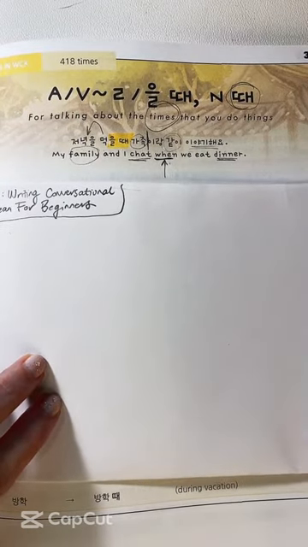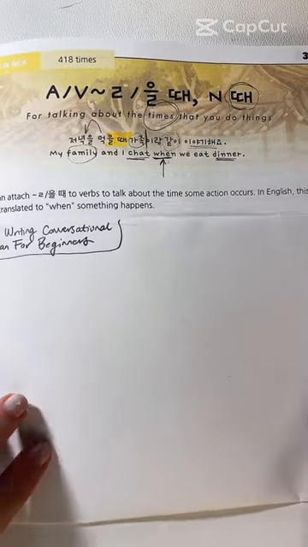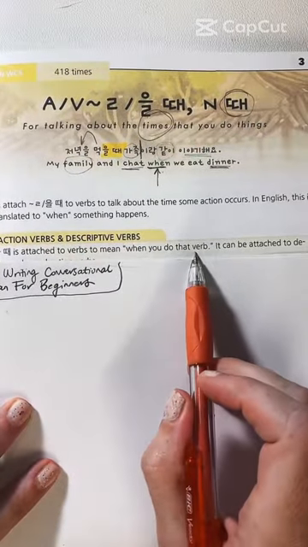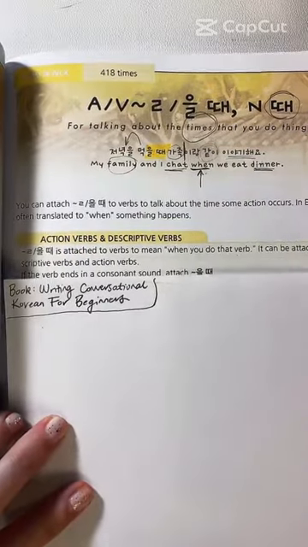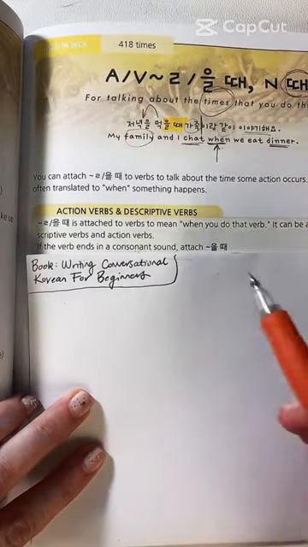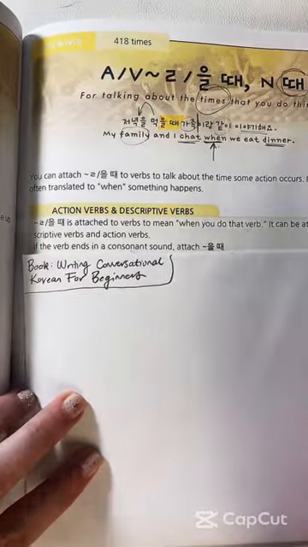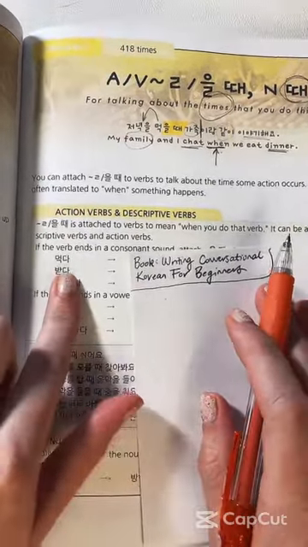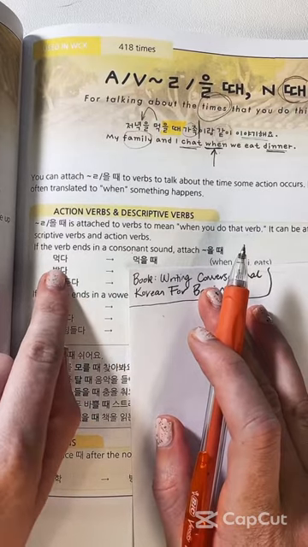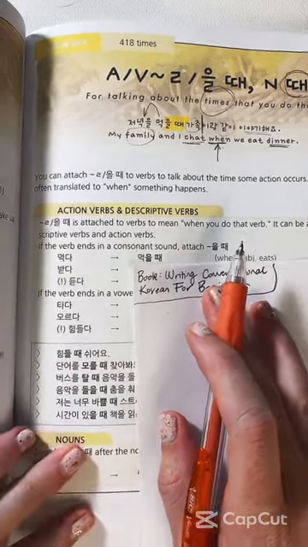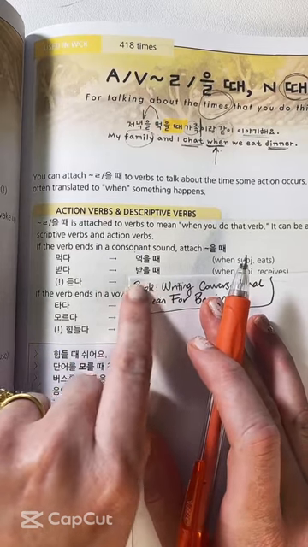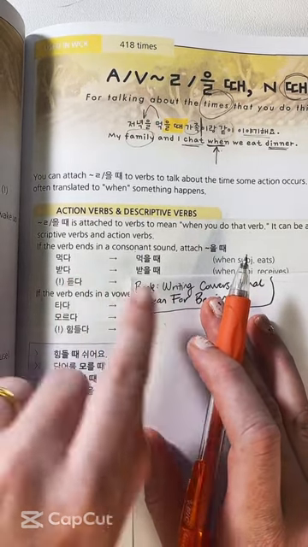So, the first thing we need to practice is how do we conjugate it? 을 때 is attached to verbs to mean when you do that verb. It can be attached to descriptive verbs and action verbs. If the verb ends in a consonant sound, if it has a 받침, you attach 을 때. So, for example, 먹다 becomes 먹을 때, just like we had in the sentence. Because 먹다 ends on a consonant sound, this 기역 at the bottom is a consonant sound, you attach 을 때 to the end. 받다 becomes 받을 때. Again, because 받다 ends on a 받침 and a final consonant sound.